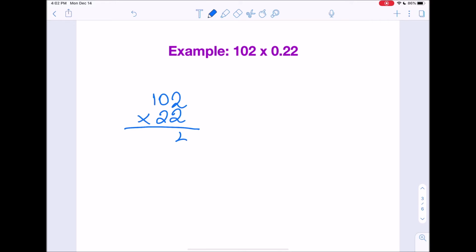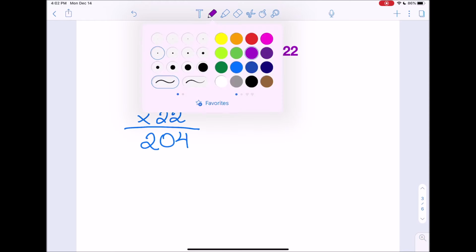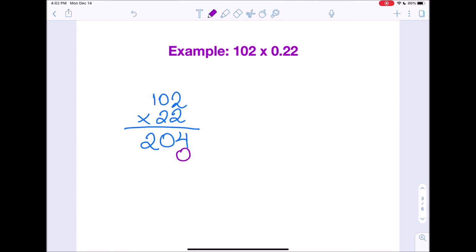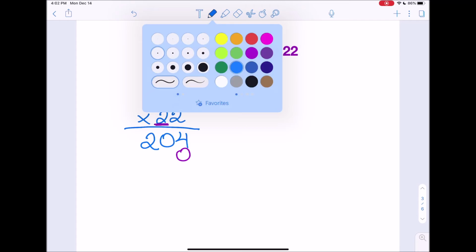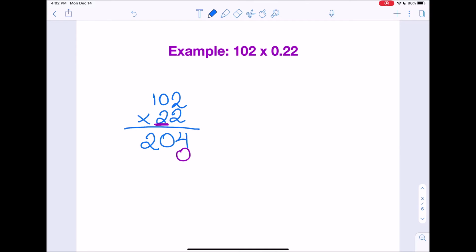Now I'm going to multiply. 2 times 2 is 4. 2 times 0 is 0. 2 times 1 is 2. Don't forget your placeholder, because your second 2 is in the tens place. That's where your answers need to start for that number. So 2 times 2 is 4, 2 times 0 is 0, 2 times 1 is 2. Now we add them together. 4 plus 0 is 4, 0 plus 4 is 4, 2 plus 0 is 2, and 2. So our answer is going to be 2,244. We just need to figure out where the decimal is going to go in that number.